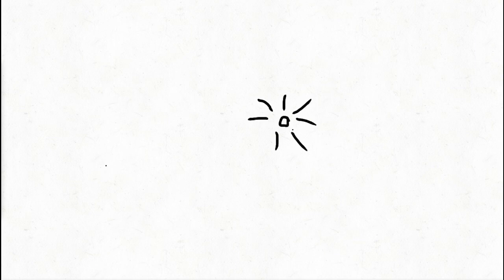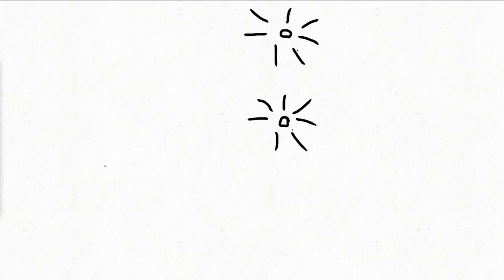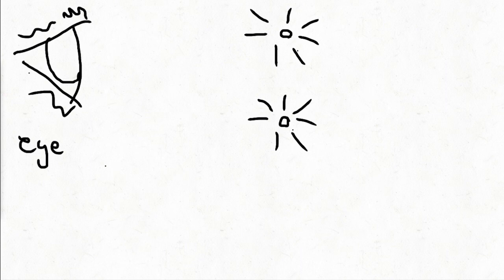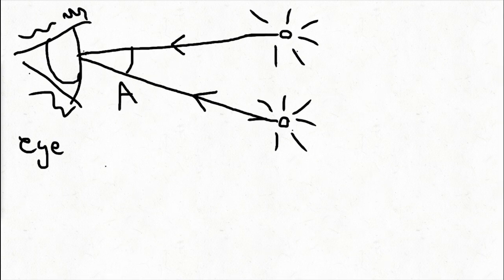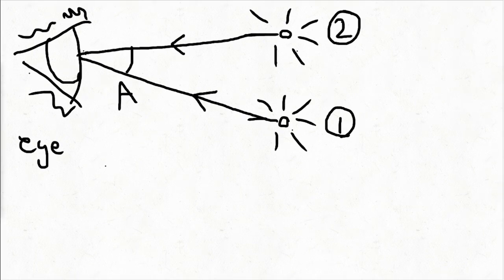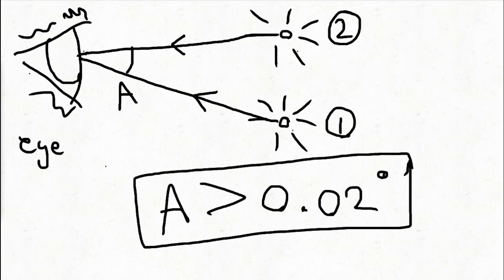This is an object. It is giving off light in all directions. This is another object, it is doing the same. This is the eye, it sees an object when light from the object falls on it. Some rays of light from the two objects fall on the eye and we can see them. This is angle A, it is the angle between the rays from object 1 and the rays of object 2 that fall on our eye. For us to see object 1 and object 2 clearly, angle A must be greater than a fixed value. This value for the human eye is 0.02 degrees.